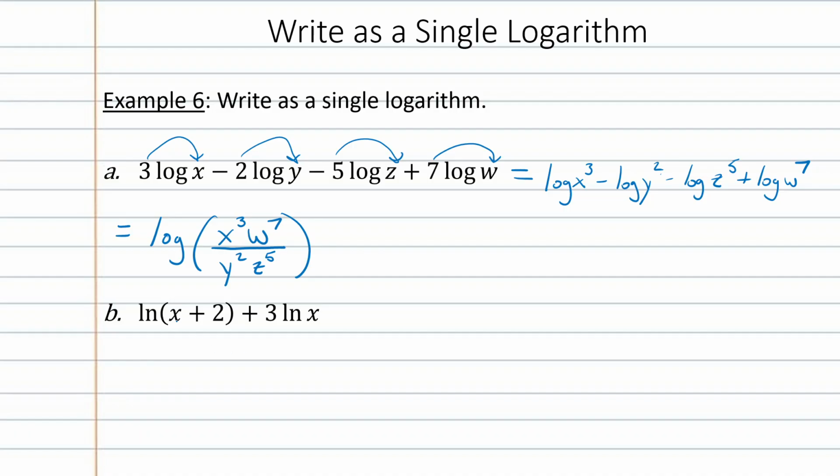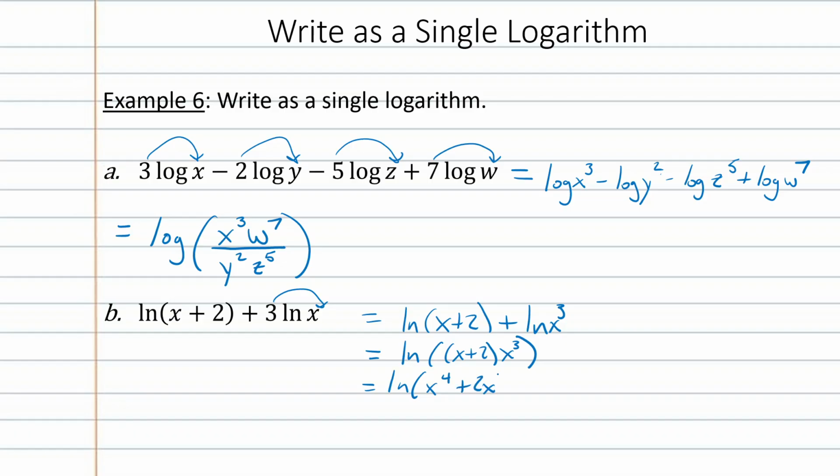All right, let's look at this one. Here I have the natural log of x plus 2 plus 3 natural log x. I need to put the 3 back on the x. Okay, so it's going to look like the natural log of x plus 2 plus the natural log of x to the third power. Now they're added, so they're going to be multiplied. So it's going to look like the natural log of x plus 2 times x to the third power, which if you wanted to simplify would look like the natural log of x to the fourth power plus 2x to the third power. Just like that.